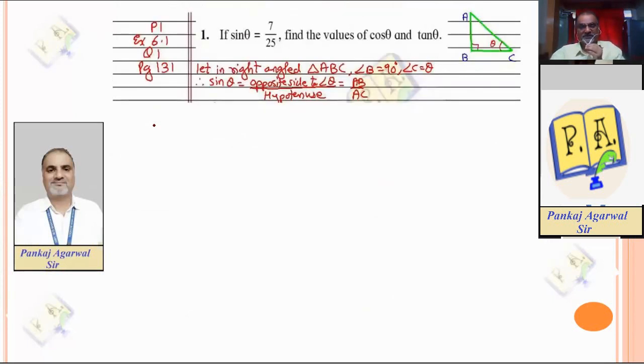Now our today's session will consist of only 8 answers. I will be sharing this PDF file along with you. The first question P1 is from exercise 6.1 question number 1. If sin theta is 7 upon 25, find the value of cos theta and tan theta.